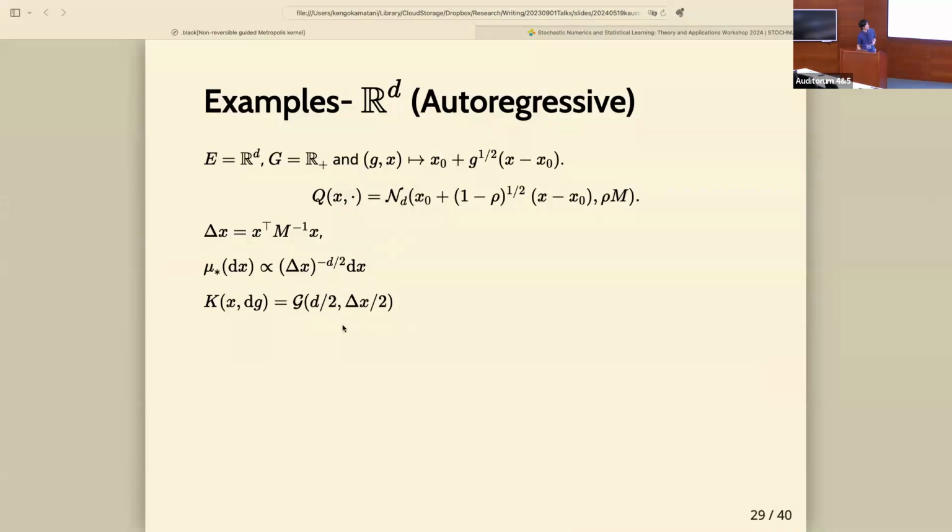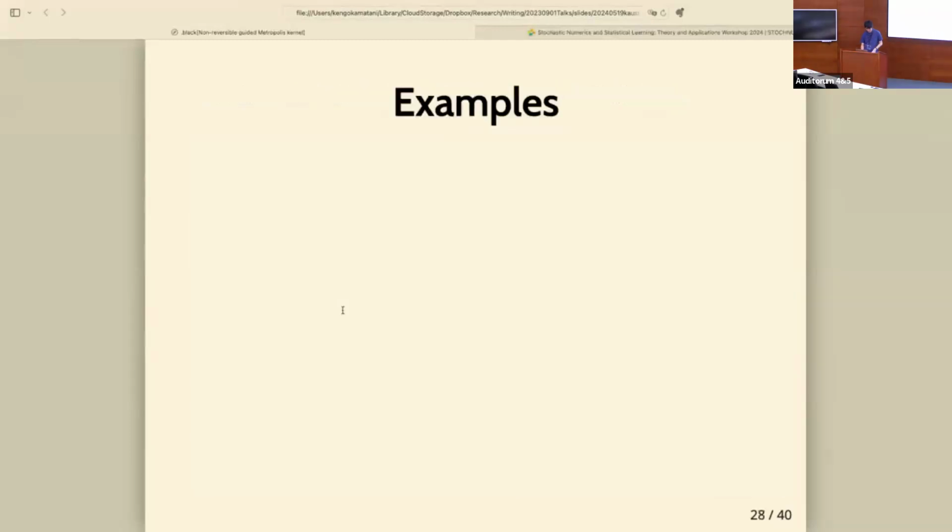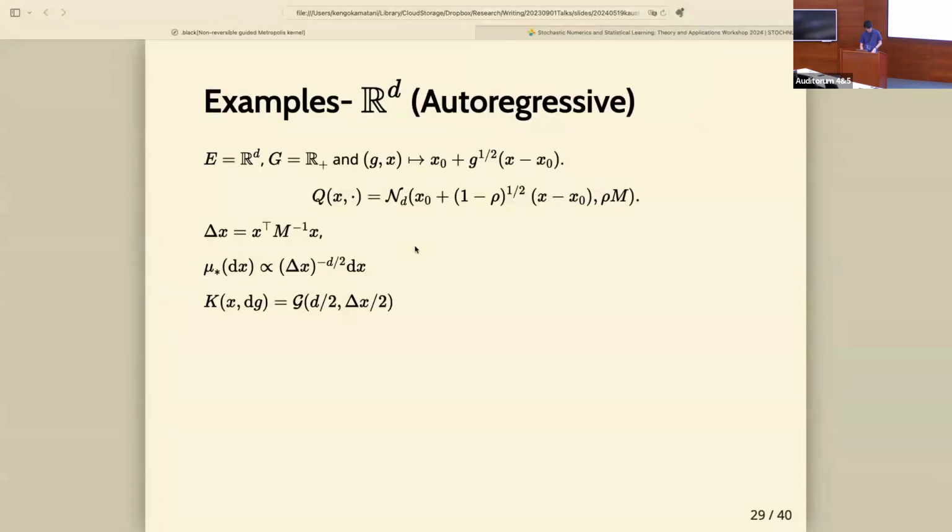defined by a gamma distribution. Why is this important? I forgot the construction of this. So this is a two-step procedure. I forgot this one, sorry. So suppose that we are now at X, then we simulate G from the conditional distribution K, and then simulate Y from this distribution. And we keep going until the next rejection. And if there's a rejection, we switch the sign. So K is important. The step is as follows.